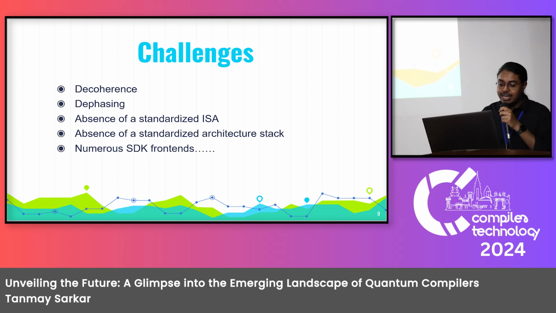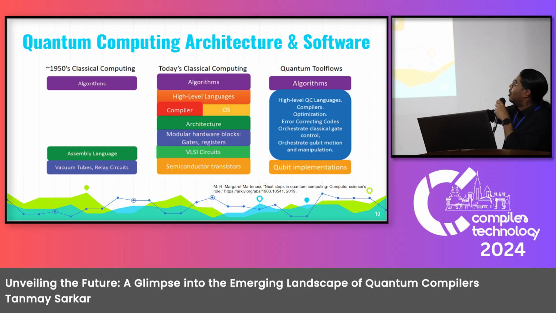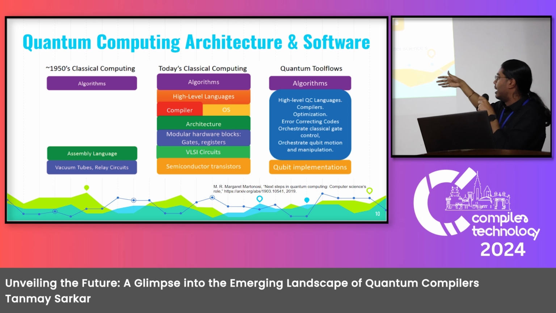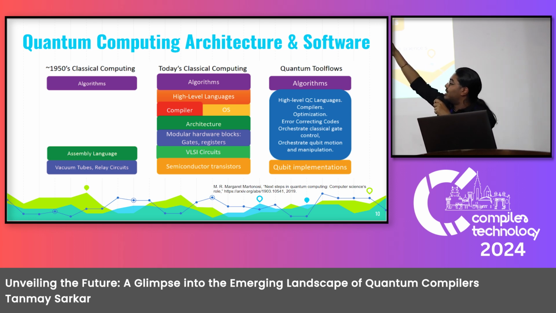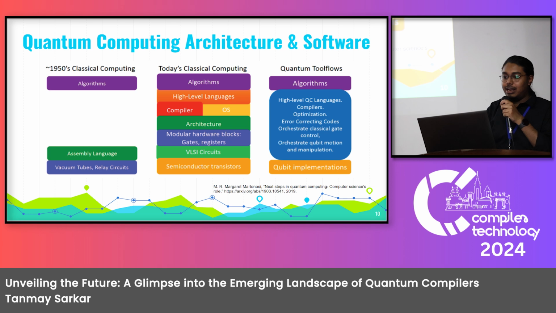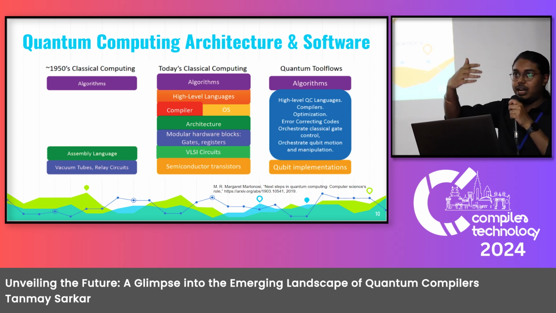So there is no standardized architecture stack. We are living in an ENIAC era of quantum computing. This is one of the figures I borrowed from one of the papers by Margaret Martonosi's group. So this is the 1950s of classical computing, and this is the current, the 1950s of quantum. So this is the ENIAC era, you can say. This is what we have now in classical, a very defined architecture and software stack.